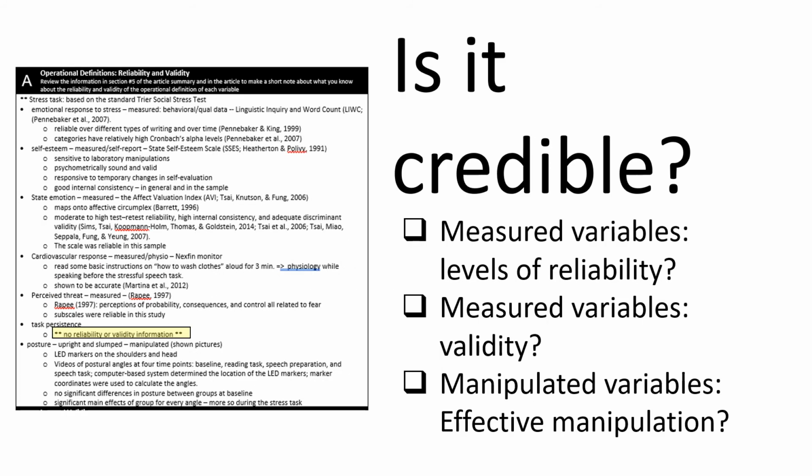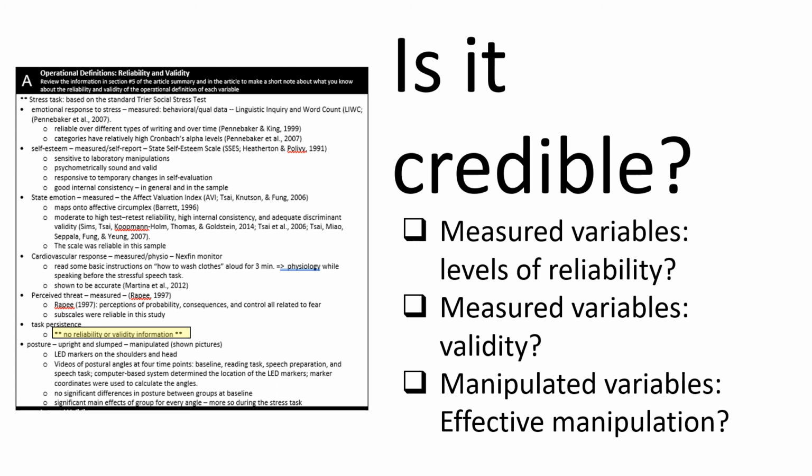Now that we've found all of the information, we're ready to answer the big question. Do we think this study is scientifically credible so far? The first thing we can ask is whether there were acceptable levels of reliability for each of the measured variables. We found evidence about that for all but one of the variables, task persistence, and the details were sufficient, so we can be comfortable with that part of the study overall.